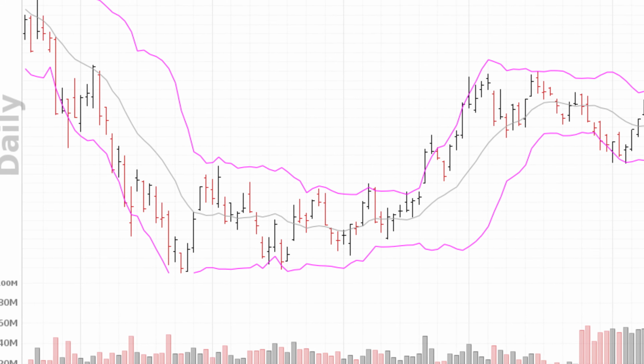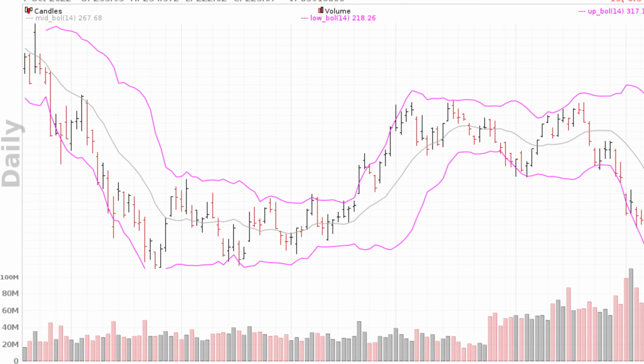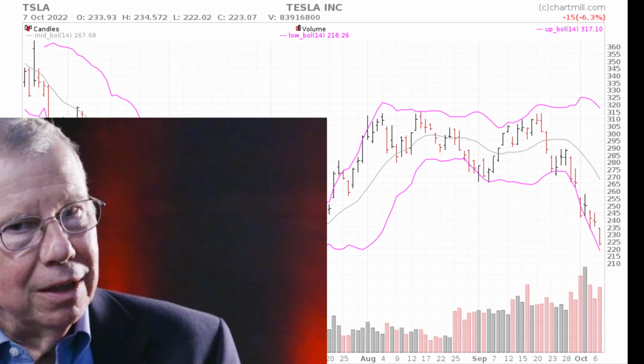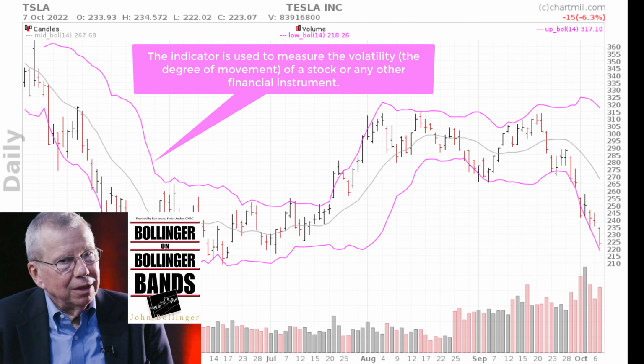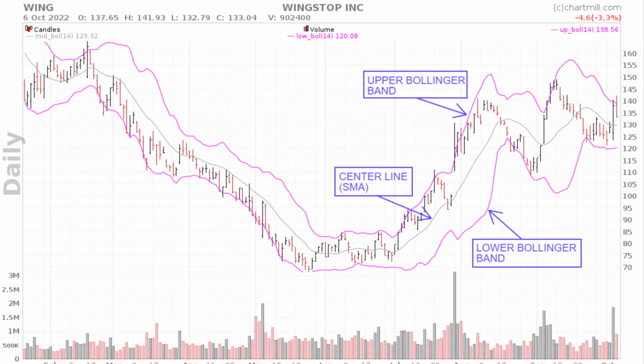A very popular and widely used technical indicator are the Bollinger Bands, developed by John Bollinger. And the indicator is used to measure the volatility or the degree of movement of a stock or any other financial instrument. To accomplish the above, the Bollinger Bands consists of three components.